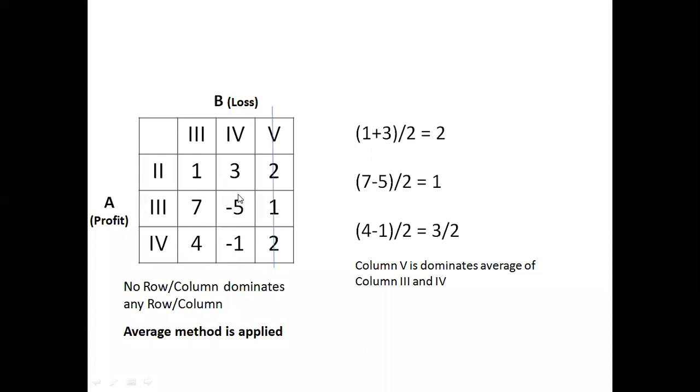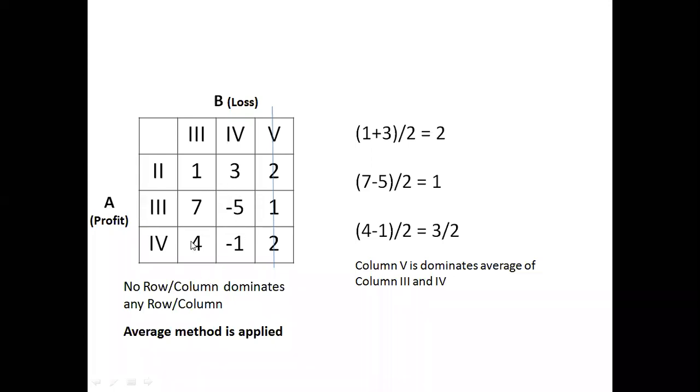Again you check whether you can eliminate any row or column. Now ultimately there are only 2 columns, so you have to delete 1 row. So can you apply that greater than or equal to relationship? So 4 is less than 7, but minus 5 is less than 1. In this case 1 is less than 7, but minus 5 is less than 3, so no relation holds.